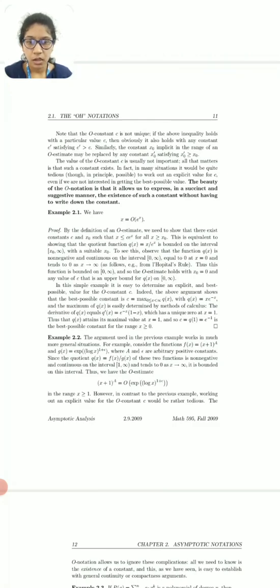In this simple example, it is easy to determine an explicit and in fact best possible value for the O constant. In fact the above argument shows that the best possible constant c is the maximum of the function, which is easily determined by methods of calculus. The derivative has unique zeros, and thus it determines the maximum value at x equal to 0, and so the value at that point is the best possible constant for the range.